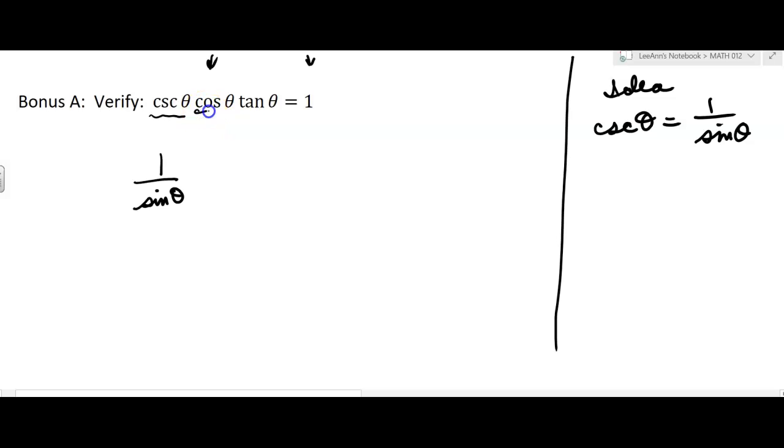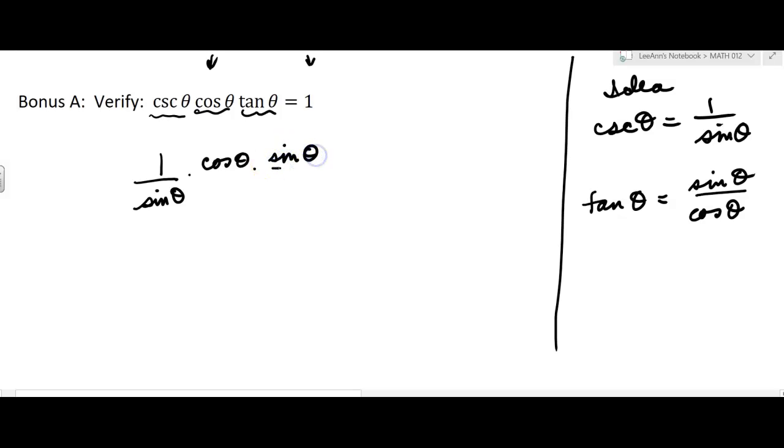Now, I look at cosine theta. There's not a lot I can do with a cosine theta, so I'm just going to leave it. And then I'm looking at tangent theta. Well, I don't really want a tangent theta in there. I'd like it in terms of sine and cosine. So I'm going to use that quotient identity that we used before. That's a really popular identity to use. And so you get sine theta over cosine theta.